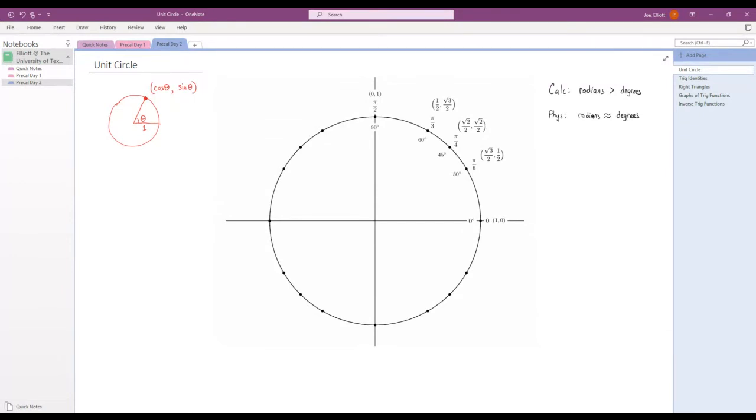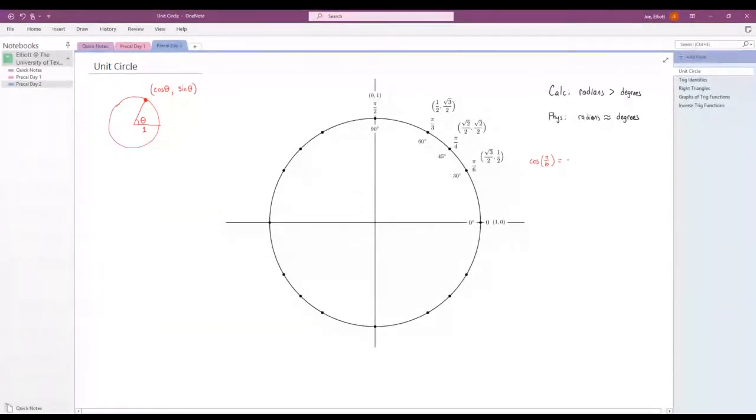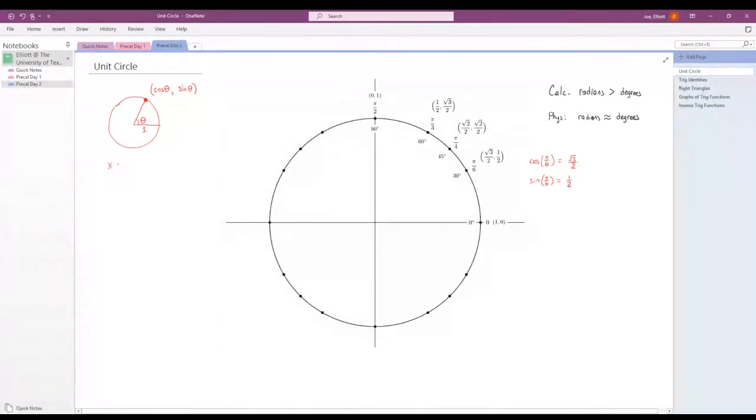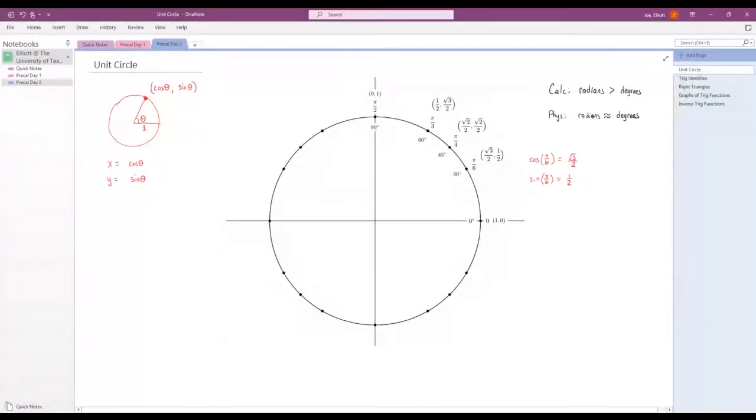As an example, when I look at this point here at an angle of pi over 6 radians, the x-coordinate is root 3 over 2. So that means cosine of the angle pi over 6 is root 3 over 2. And likewise at this angle, the y-coordinate is 1/2, which means that sine of pi over 6 would be equal to 1/2, okay? So in general, the x-coordinate represents cosine and the y-coordinate represents sine on the unit circle, okay?